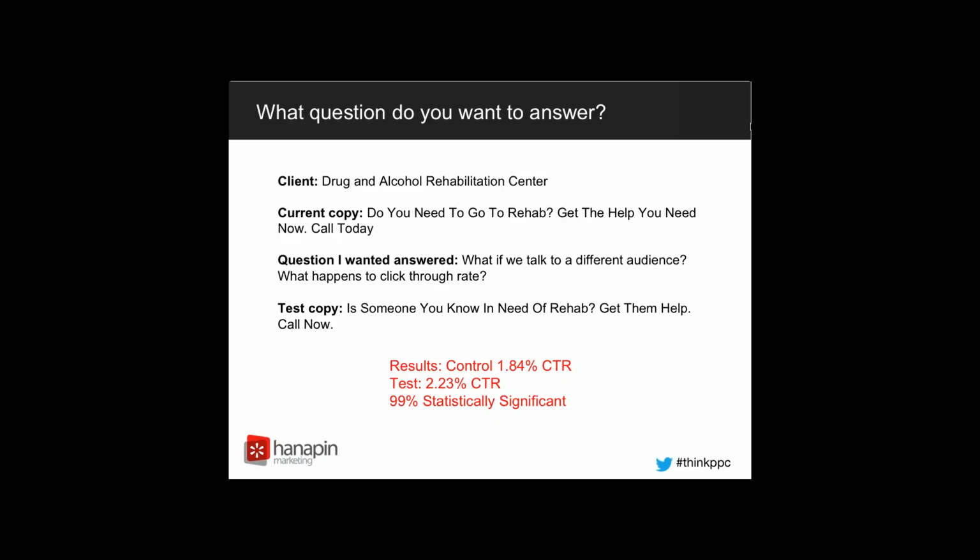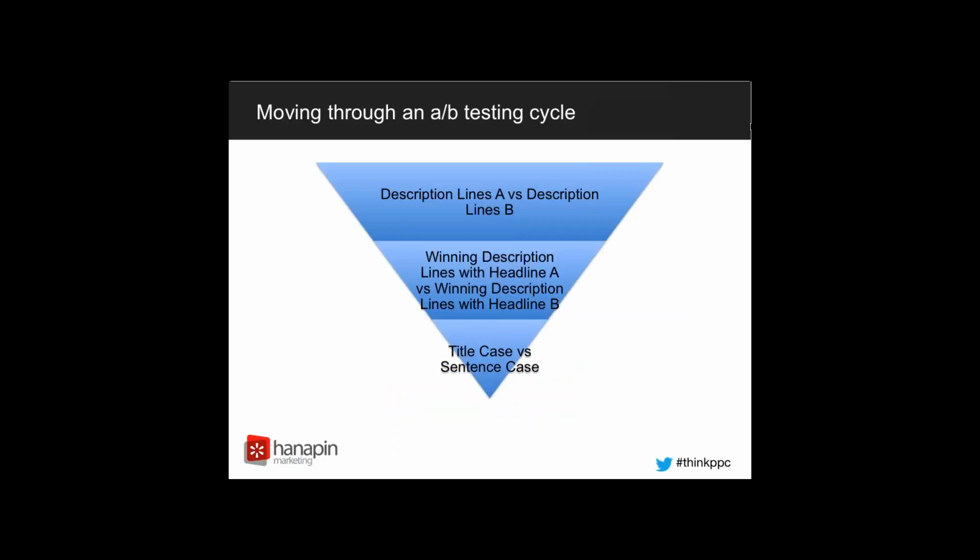So when you cycle through the A/B testing, it's going to look a bit like this. You're going to make big changes to smaller changes to smaller changes still. In this example, I've got description lines A versus description lines B. The next round, looking at the winning description lines with headline A versus winning description lines with headline B. The next round would be title case versus sentence case.